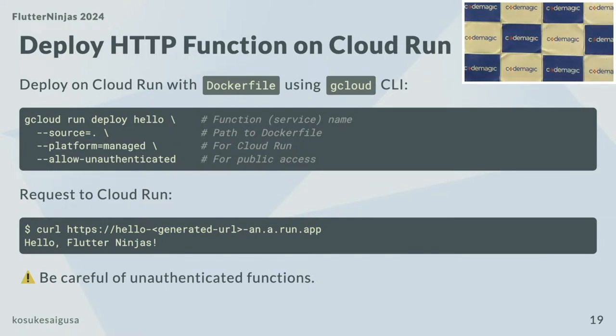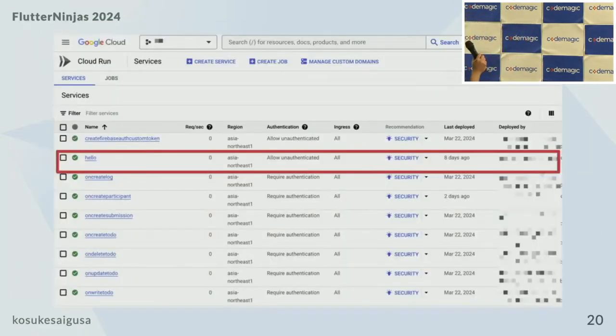The first option is the function name, and the others are like this. Source means the place of the Dockerfile, because all the information for deployment is written in the Dockerfile. Then you need to specify platform managed for Cloud Run, and if you want to allow unauthenticated access, you can write like this. Then of course after deployment, you can call the function by requesting it by HTTP, and you can get the results from the real server. But be careful of unauthenticated functions. After deployment, you can see the function actually alive in the GCP console. You can see it in the picture.